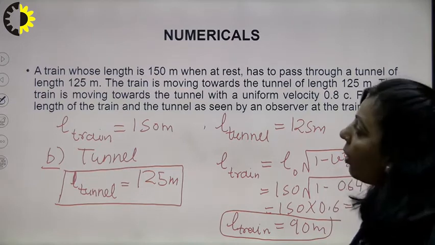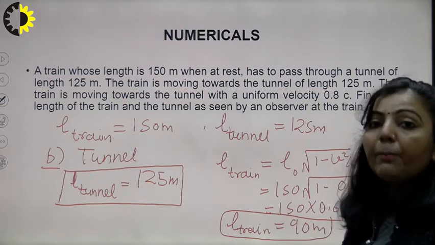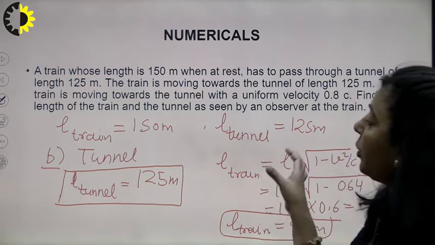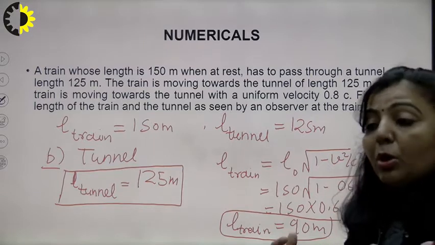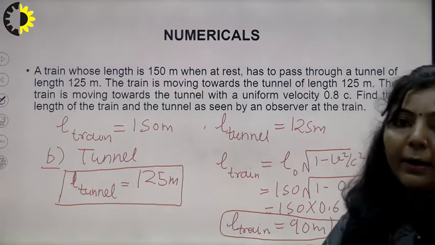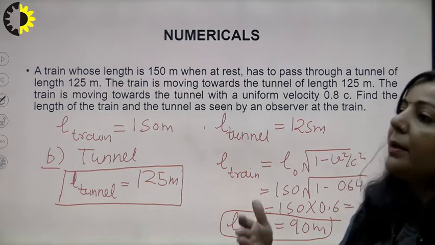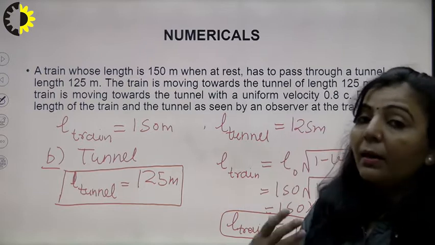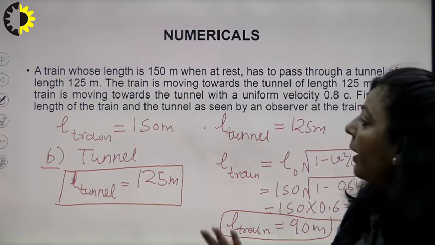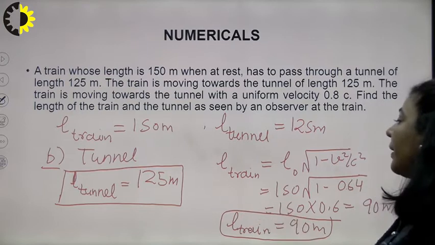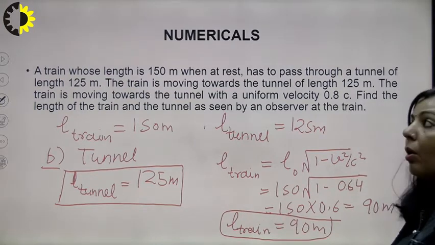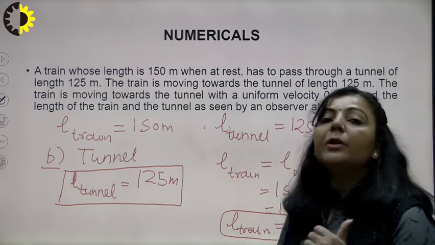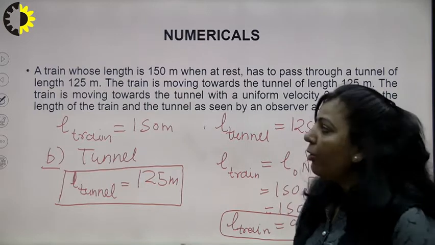So all these concepts depend on the position of the observer. Depending upon the position of the observer, you are getting two different sets of answers. If the observer is present in the train, the train is of the same length, 150 meter, but the tunnel is 75 meter. But when the observer is in the tunnel, the tunnel is of 125 meter length, and the train will appear as 90 meter long. So all these terms are decided by the position of the observer. I hope this particular part is clear.